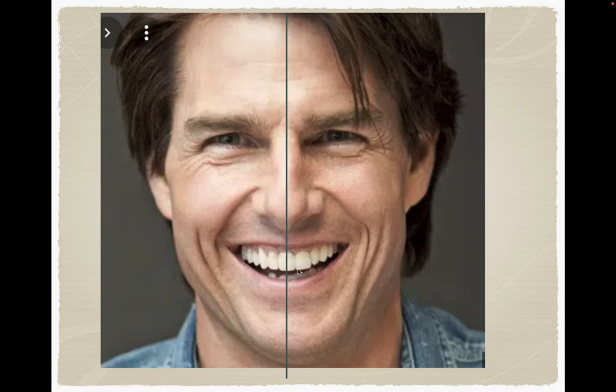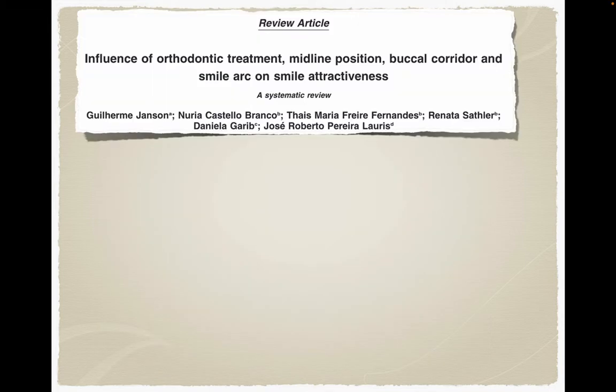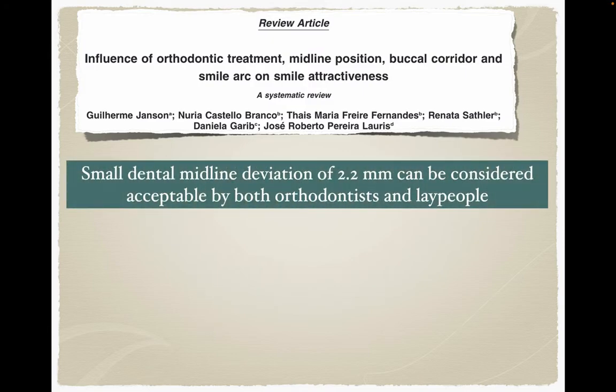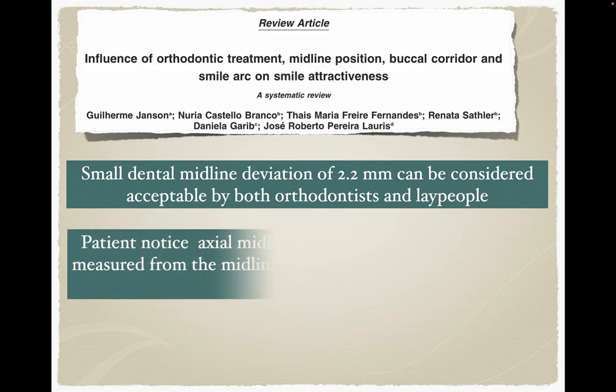So for example, if you're doing treatment planning, we know that in the transverse dimension, these upper incisors have to move to the left side. This is a systematic review which looked at the tolerance of people to the amount of midline deviation in smile analysis. They found that a small dental midline deviation of up to 2.2 millimeters can be considered acceptable by patients and by the orthodontist.